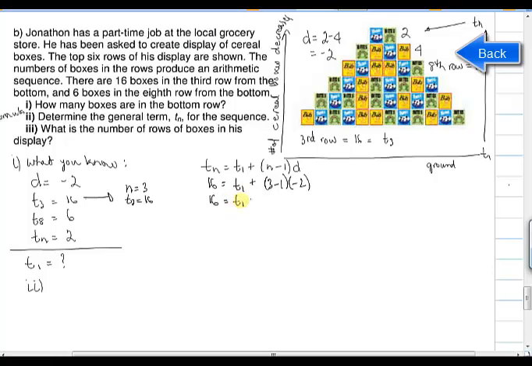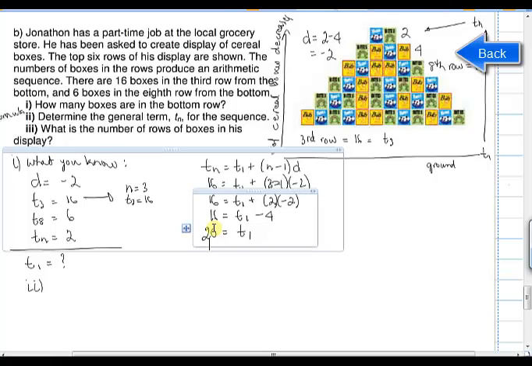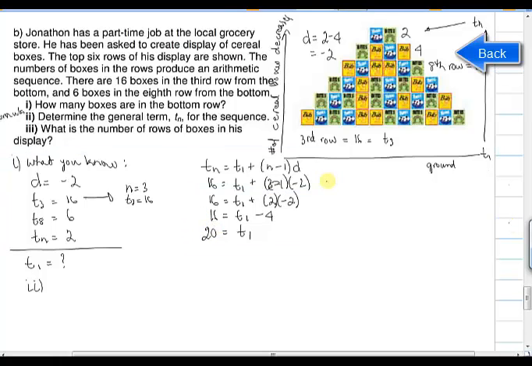So the first thing I want to do is simplify what's in the bracket. So 3 minus 1 is 2. Okay, and so now I've got 2 times negative 2, so I'm going to multiply that out. And 2 times negative 2 is negative 4. And I want to solve for T1, so I'm going to bring the negative 4 over to the left. It becomes positive. 16 plus 4 is 20. And I can see that in the first row, there are 20 boxes.